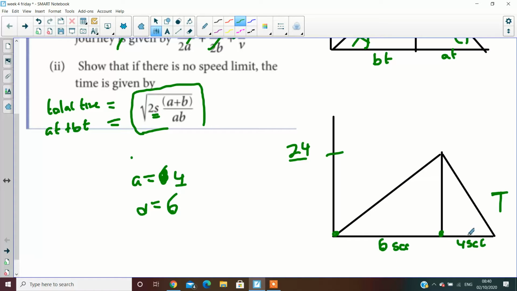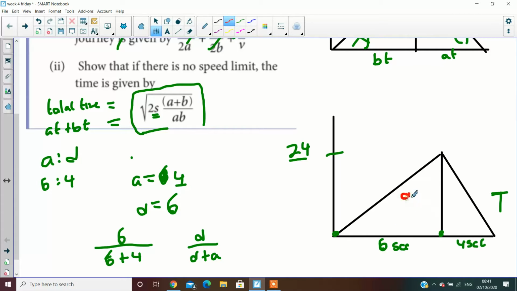So total time is 6 plus 4, would you agree with that? Which is the ratio of your acceleration to deceleration, 6 is to 4. And your time spent accelerating would be 6. Would you agree with that? If I was to sort that out for the letters again, what would it look like? D over D plus A. So your time spent accelerating is D over D plus A. Can anybody predict what would be your time spent decelerating?